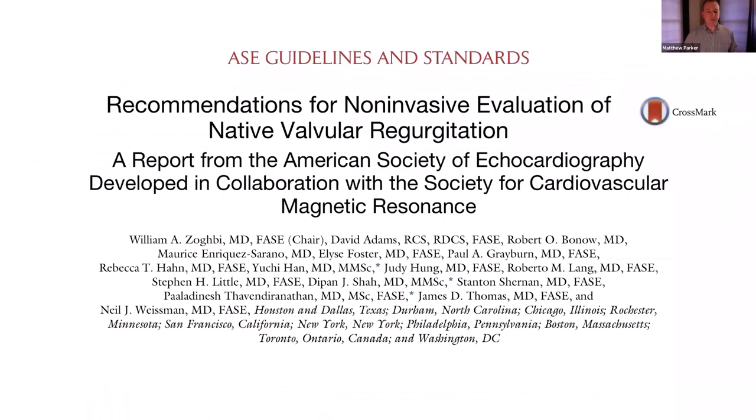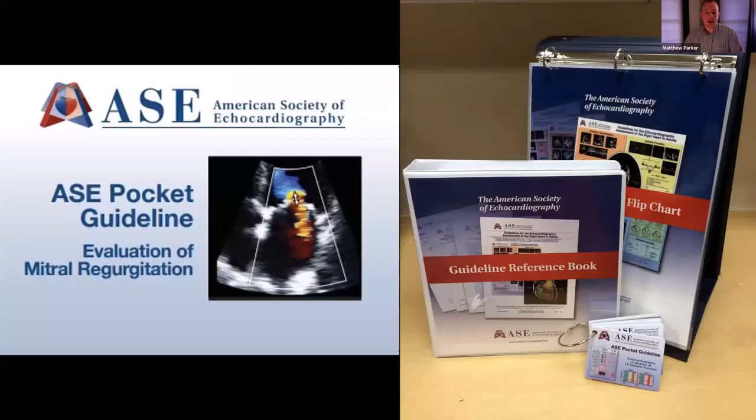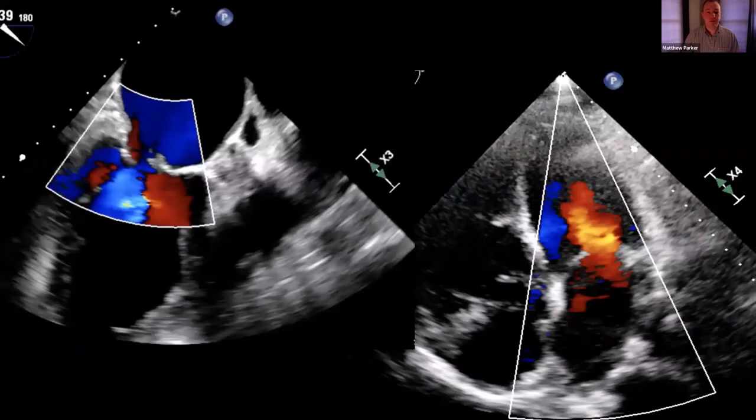Everything we're talking about is already covered in the ASE's recommendations for non-invasive evaluation of native valvular regurgitation. And all of these pocket guidelines, the reference books, are worth having in your echo lab when you're scanning and when you're interpreting echoes. Also, if you pull out the pocket guideline instead of using an app on your phone, it makes it sort of clear that you're one of us and that you're not on Twitter doing something else.